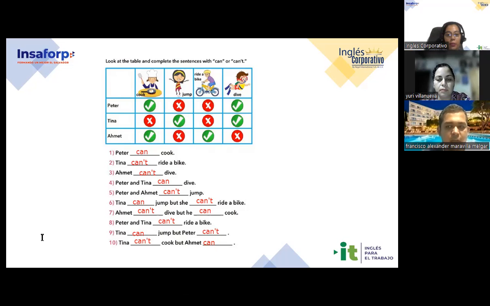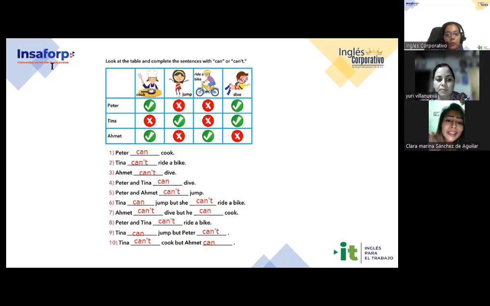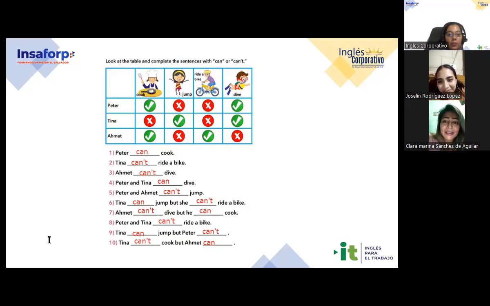Number seven, ¿quién me ayuda? Y a ver los que no hemos participado. Ahmed can't dive, but they can't put. Excellent. Number eight. Excellent. Thank you. Number eight. Nadie. Peter. Yes, Yaseli. Peter and Tina can't ride a bike. Excellent. Muy bien. Number nine.